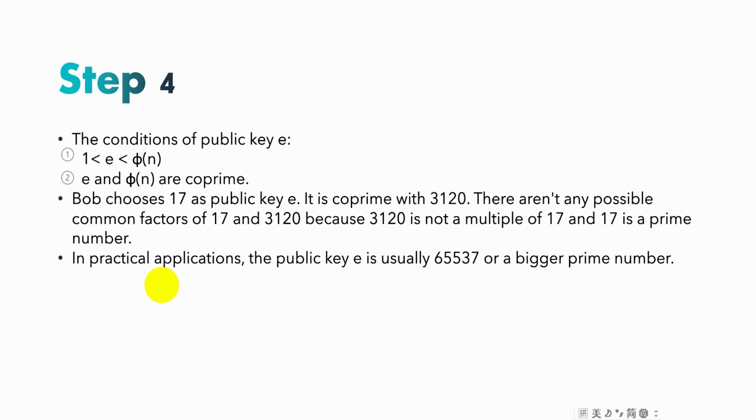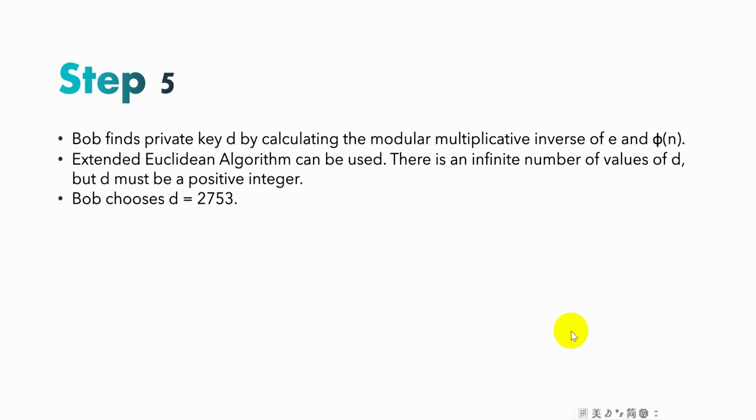In practical applications, the public key is usually 65,537 or a bigger prime number. Because the public key is always public, it doesn't matter if everyone knows it. So you can choose the same thing every time. It doesn't have to be a prime number, but if you make it a prime number, it just makes things simpler. But in our example, Bob chooses 17.